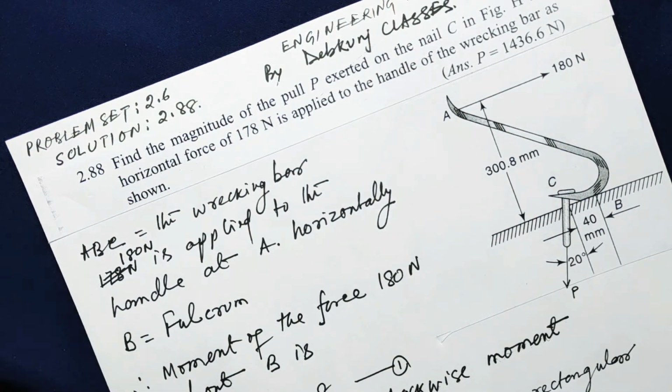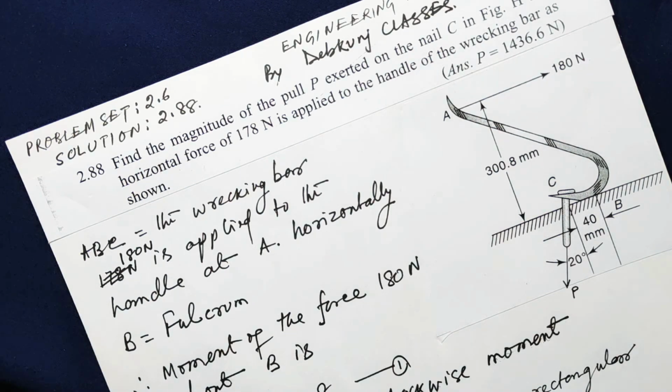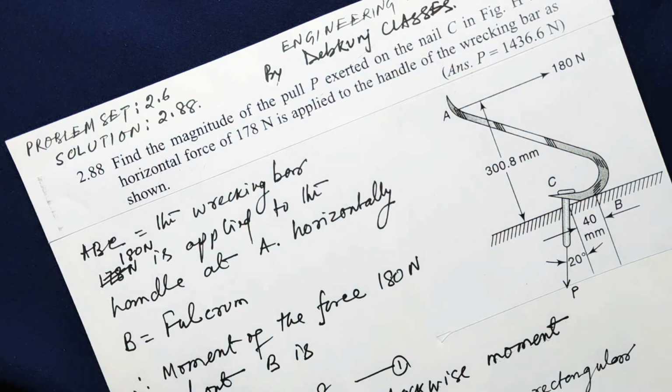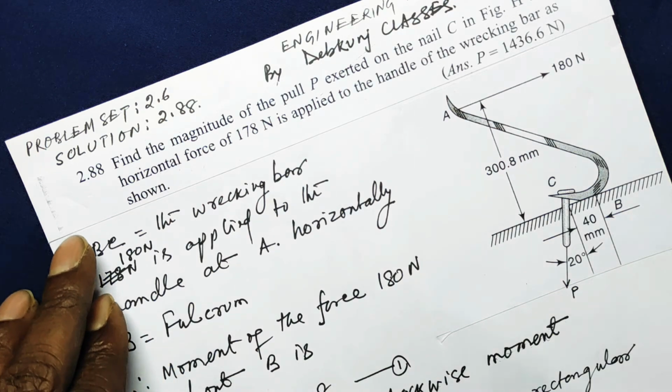Now problem set 2.6, solution to 2.88. What we have been doing in problem set 2.6 so far: we are considering the turning effect of a force about a given point, that is, the moment of a force, which is nothing but the product of the force and the perpendicular distance from the point about which it will produce a turning effect. And using that, we have been solving numerical problems so far.